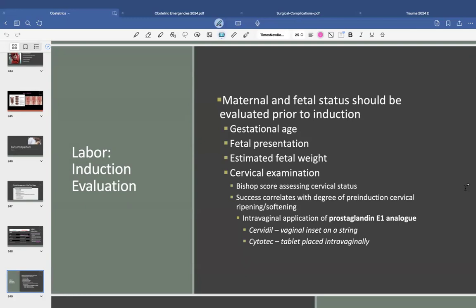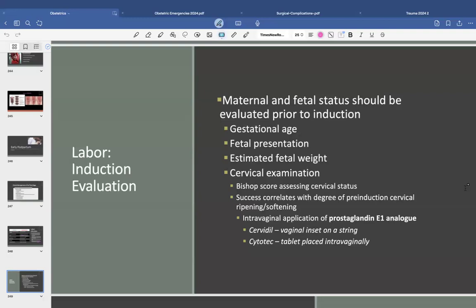And then you may need to provide intravaginal application of prostaglandin E1 analog. I left you a note in there about that. Basically, it's helping to soften the cervix, or what we call cervical ripening, which gets the cervix ready, especially if you're inducing it before the body is ready to do it on its own. And there are 2 medications, don't need you to know those. Those are very detailed and specific.